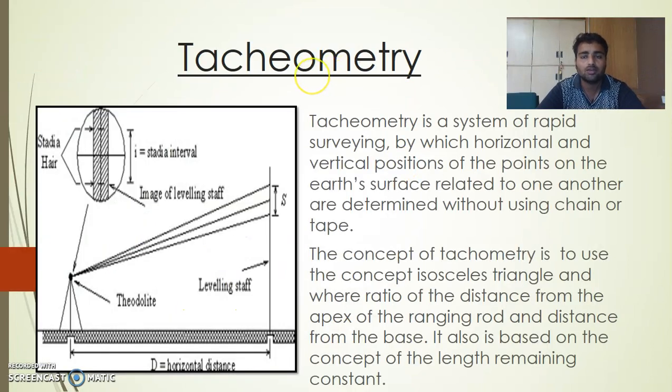So what is tacheometry? Tacheometry is a system of rapid surveying. It is a system by which we can measure horizontal as well as vertical distances on the ground on Earth, and we do not need to use chain or tape for this. So it simply uses the concept of isosceles triangle and the ratios to measure the apex as well as the length across points A and B, etc.